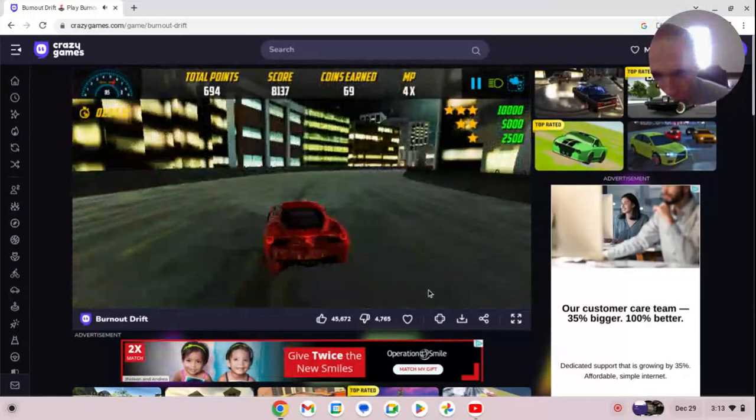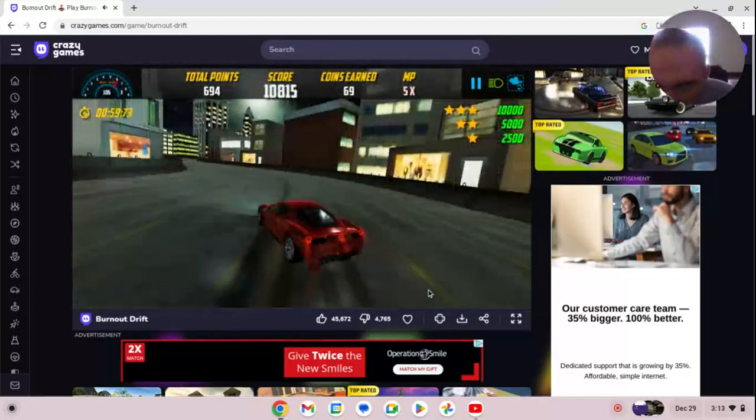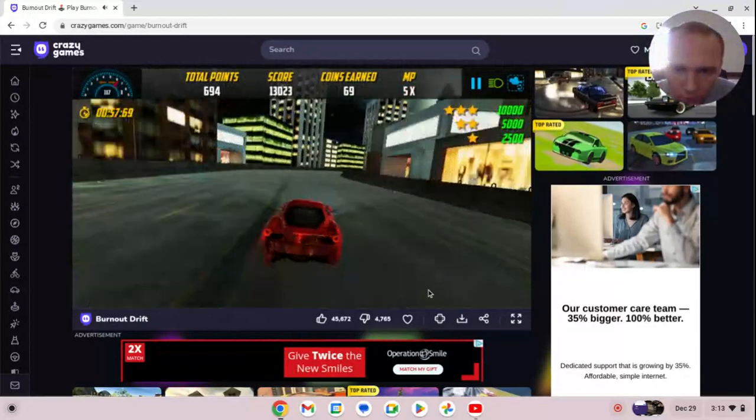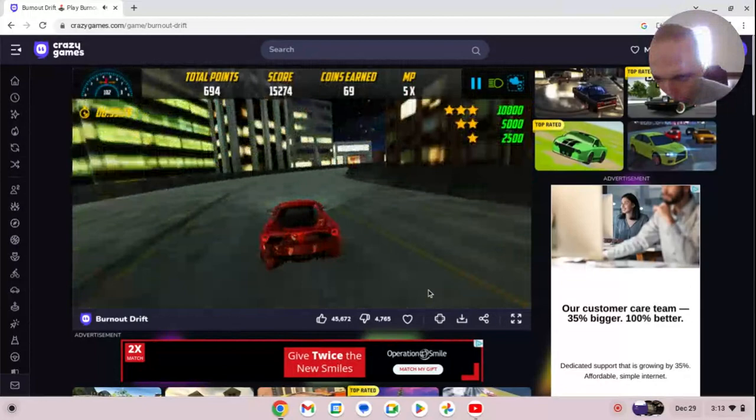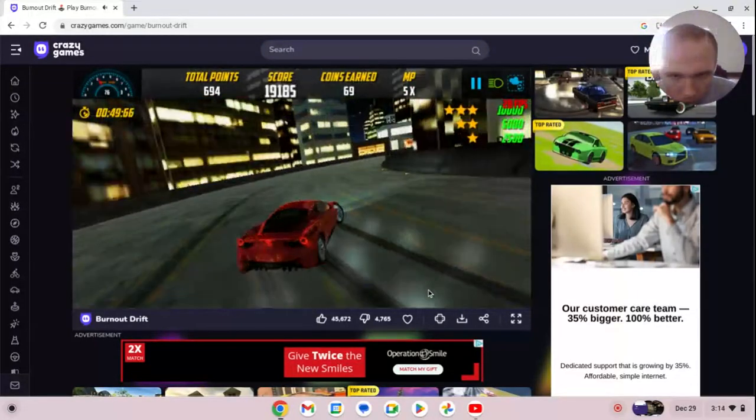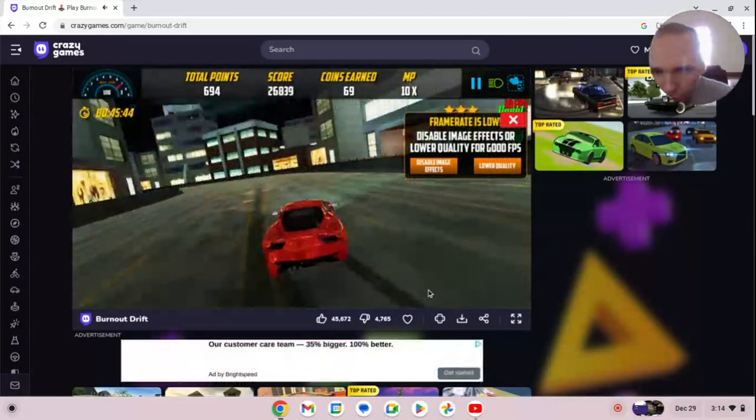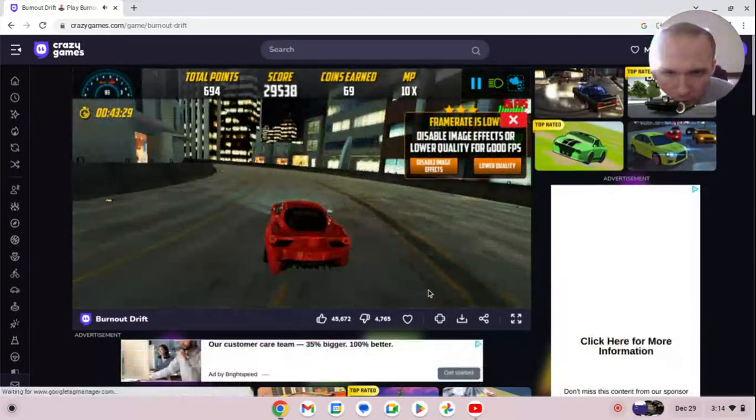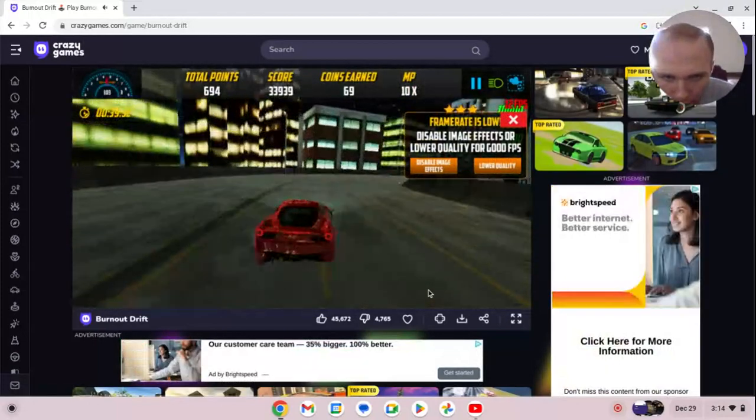Doing just a little bit of drifting here. This car handles awesome. I would love to do some drift battles with this car. I think I'm gonna have to do a Ford versus Ferrari special where we put the Mustang up against this car and see how that would do.